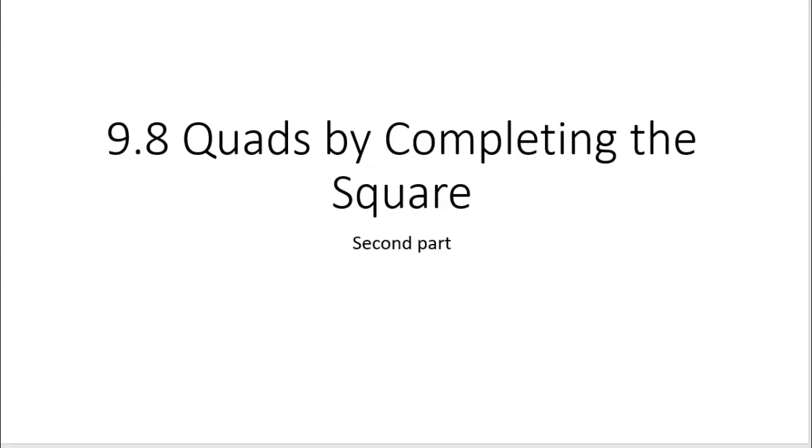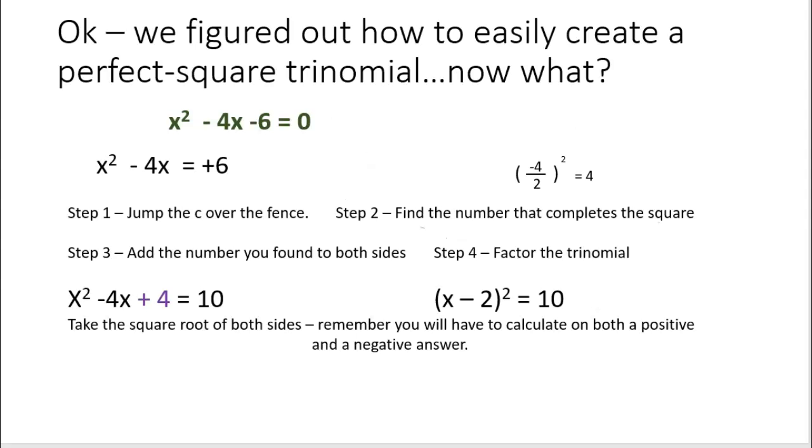Okay, so we are going to do the second part. Now we're going to take that little number that we found that completes the perfect square trinomial, and we're going to use that to solve our quadratic equation. Okay, this looks a little messy, but just try to stick with me, okay? Here's what we're starting with. X squared minus 4x minus 6 equals 0.